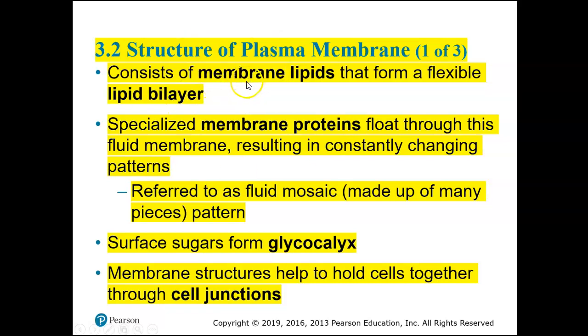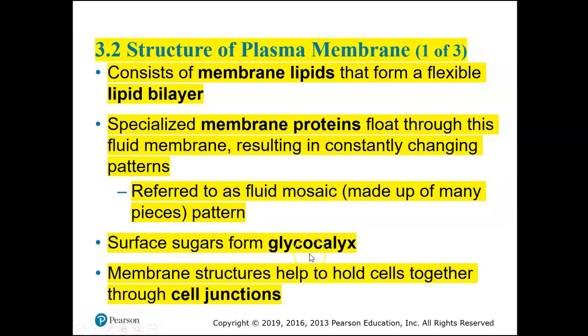The plasma membrane is composed primarily of a bilayer or double layer of phospholipids. And then there are membrane proteins that float in this phospholipid bilayer. And so we refer to a model of the plasma membrane as a fluid mosaic model.